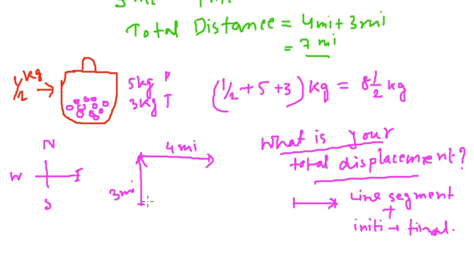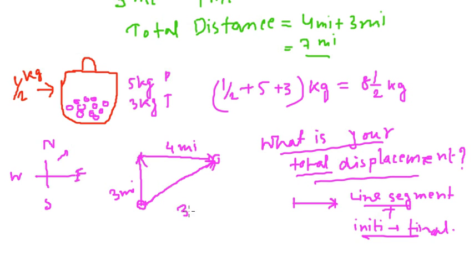Now I am asking you, what is the total displacement or the resultant displacement? The resultant displacement should be the line segment from the initial position to the final position because of its definition, and its direction should be from the initial position towards the final position, which is somewhere along the northeast direction, isn't it?